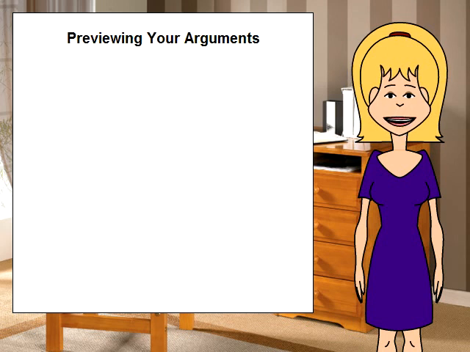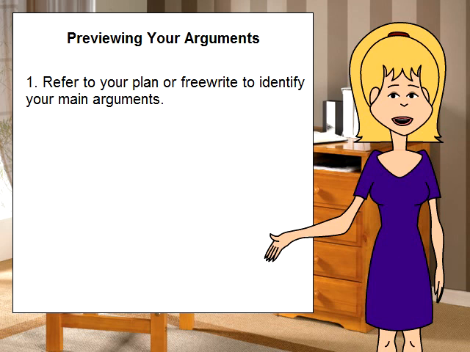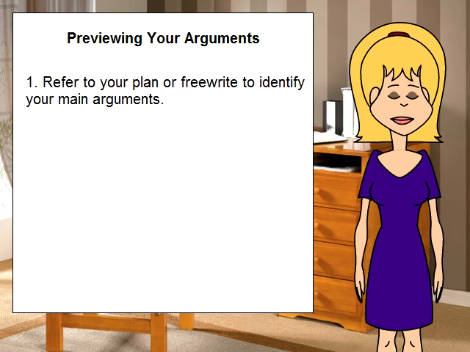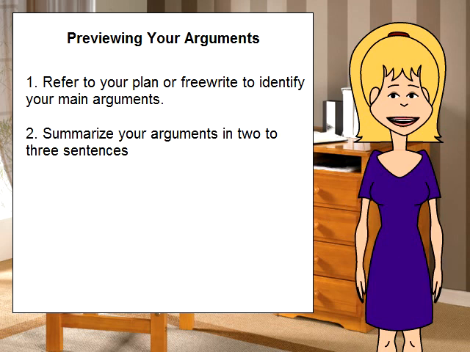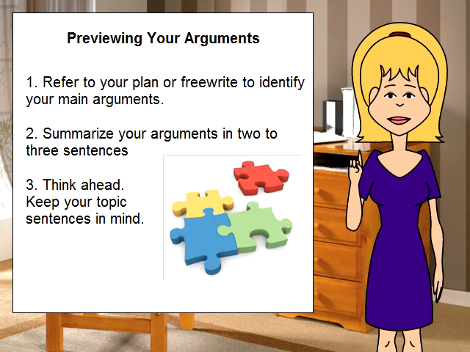To summarize, there are three main steps to writing your argument preview. First, review your free write, outline, or flowchart to identify your main arguments. Second, summarize these arguments in 2 to 3 sentences. And finally, think ahead. Think about the topic sentences you will use in your body paragraphs.